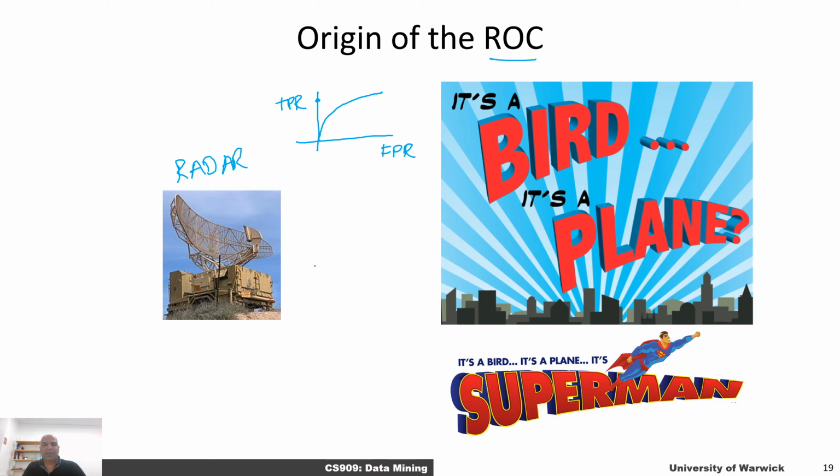Historically, as far as I've been able to explore, this is where the name receiver comes from, because there's a radar receiver. The curve analyzes how the false positive rate and true positive rate for a given receiver change at different operating points, which are essentially thresholds. So it tells us the receiver operating characteristic for a given radar, and that's where the origin of this curve is.